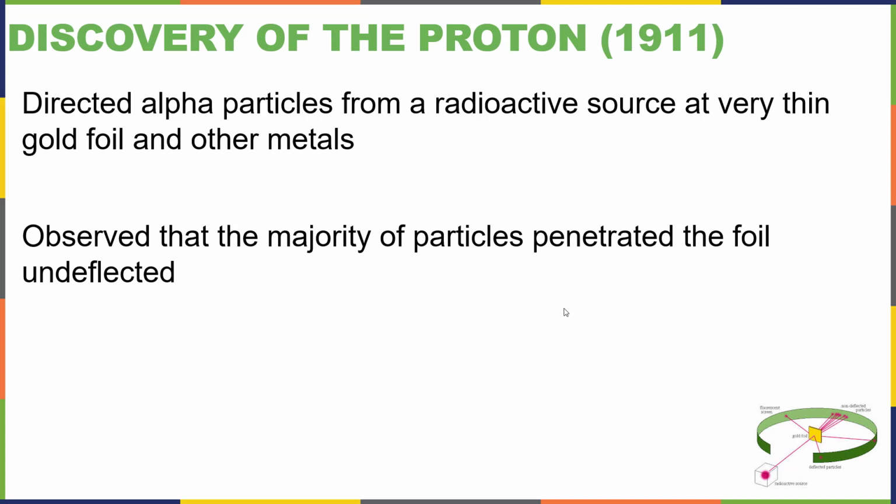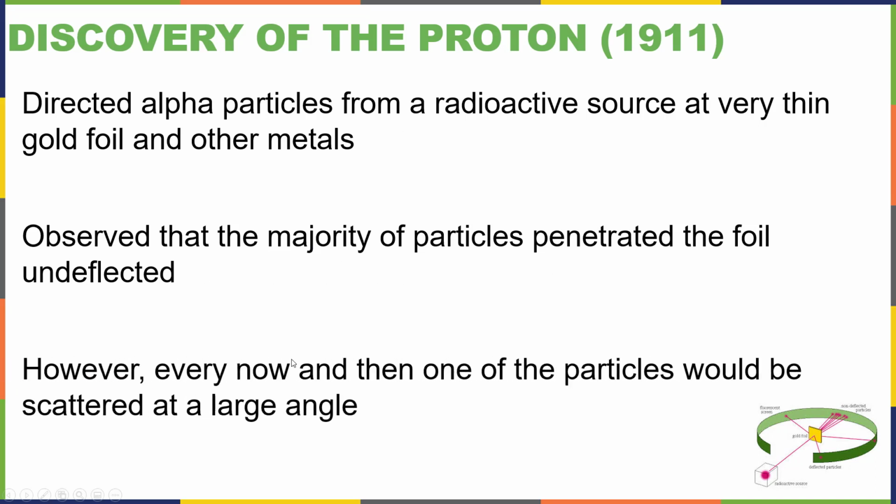And of course, you would figure that because the gold foil is so thin, that you would figure 100% of those alpha particles would go straight through it and wouldn't be deflected at any sort of an angle. He figured they just go straight through and you'd be able to see that. But here's the problem. Only the majority of the particles went straight back. Every now and then, one of the particles would be scattered at a large angle.